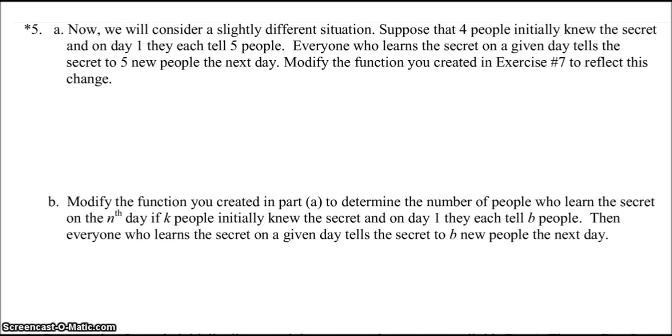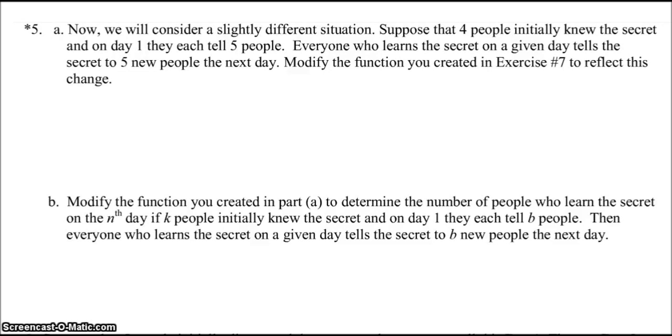5a. Now we will consider a slightly different situation. Suppose that 4 people initially knew the secret, and on day 1 they each tell 5 people. Everyone who learns the secret on a given day tells the secret to 5 new people the next day. Modify the function you created in exercise 7 to reflect this change. I don't know what it means by exercise 7 there. I'm guessing we can just modify our function f of n equals 3 times 2 to the n.